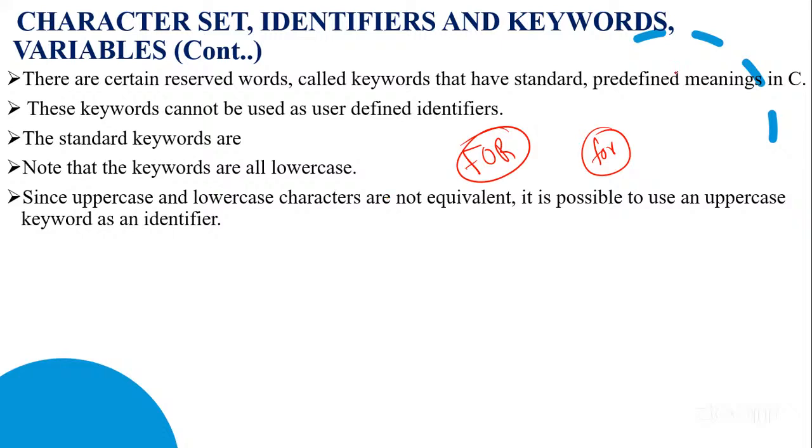Because C is case sensitive, this is different and this is different. The lowercase for is a keyword, and the uppercase FOR is not a keyword, so you can use it as an identifier name. An identifier name is a variable name, function name, array name, string name, union name, or anything.